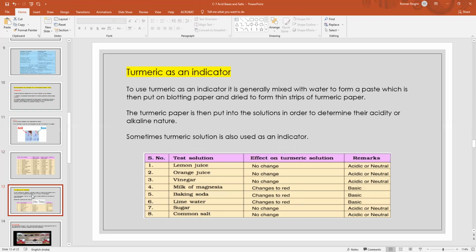Then with this turmeric paper, you can dip it in various acid or base samples. Like if you dip it in lemon juice, you will observe no change. That means it is acidic.